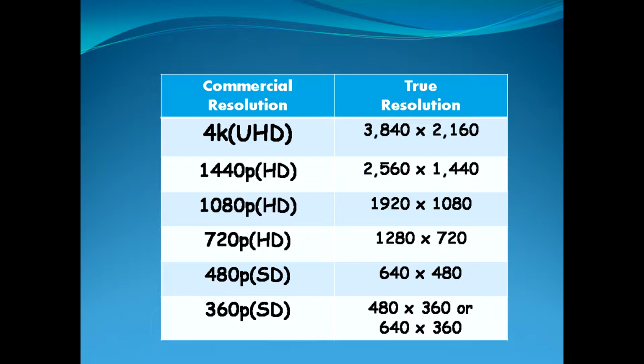There is of course still the issue of what came before it, which we know today to be standard definition. In most cases, standard definition is a resolution synonymous with the DVD. DVDs on average have a resolution of 360p, or 480 by 360, or 640 by 360. I know you are wondering, where did the two different resolutions come from? And this brings us to a very important part of this puzzle, the aspect ratio.